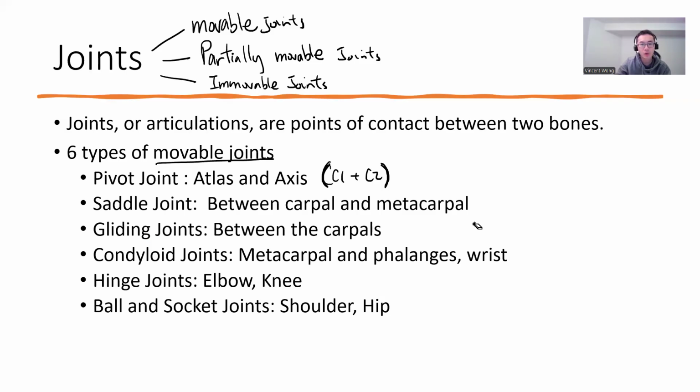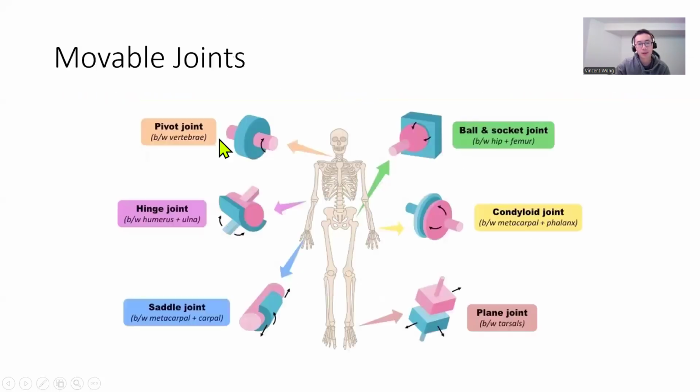We have gliding joints. Basically one bone and another bone just glide past each other. Not a lot of flexibility there. It's between the eight carpal bones. Condyle joint: we have one between C1 and the occipital bone, but also between the metacarpals and the phalanges and the wrist. Hinge joint is easy, it just goes like this, at the elbow and at the knee. And we talked about ball and socket joints already. It's much easier if you take a look at the picture here.